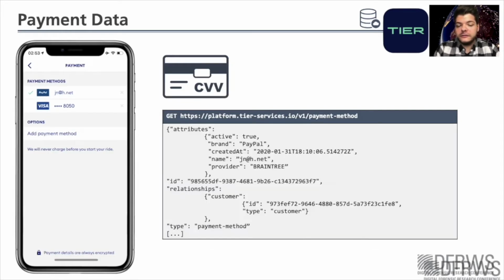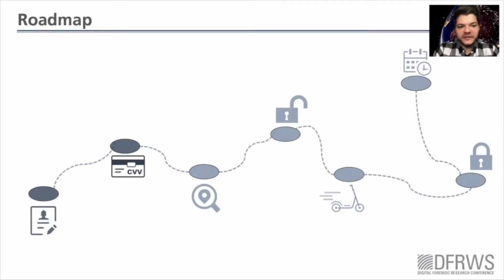Same for payment data. There's also for Tier an API for that, which contains information about PayPal, the mail address, and also the provider which is used. Maybe this is also some useful information during an investigation. Again, this was only an example. All of the information in a more detailed way can be found in the paper.